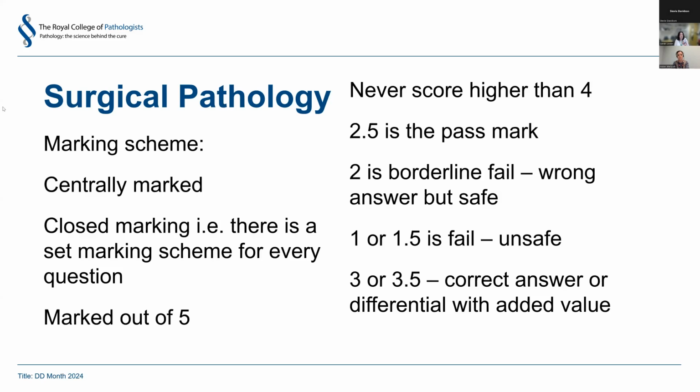And a 1 or 1.5 is a fail where we feel that the answer or the diagnosis that you would have given would have been unsafe for that patient. And a 3 or 3.5 is where you've given us the correct diagnosis or differential, and you've added value to it. So those are those pearls and comments that you can add to demonstrate knowledge.